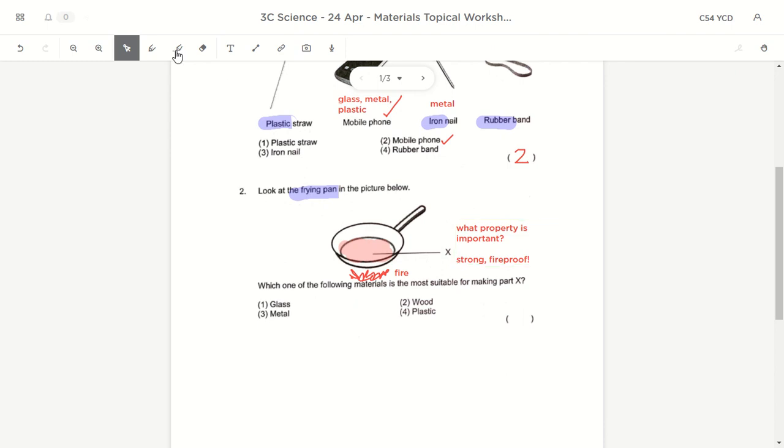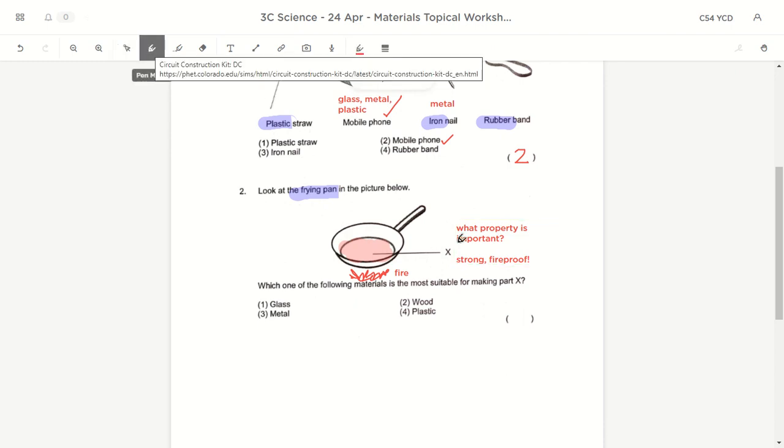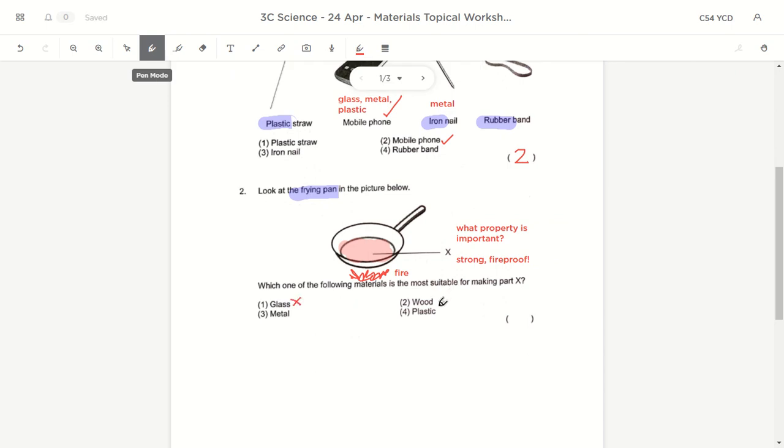Okay, so let's look at which one is the possible answer. I want something that's strong and fireproof. Glass is not strong. Wood is strong, but it is not fireproof. Wood can burn. Plastic, yeah, some plastic can be strong, but plastic can burn as well. So no. So answer is metal. Answer is 3. So whenever you think of an object like this, always think back on what is the property that is important. Don't just think about what do I have in the kitchen, what is it made out of. Think about what property is important first.